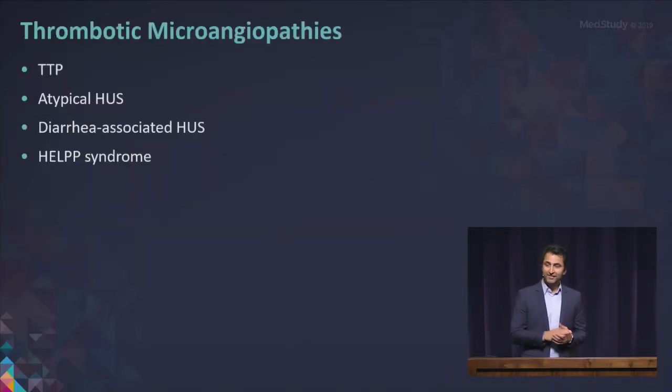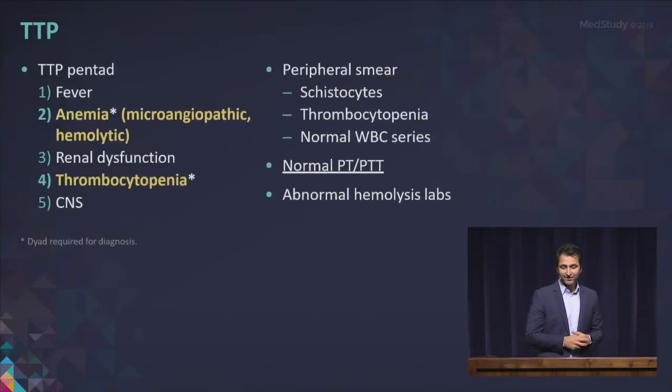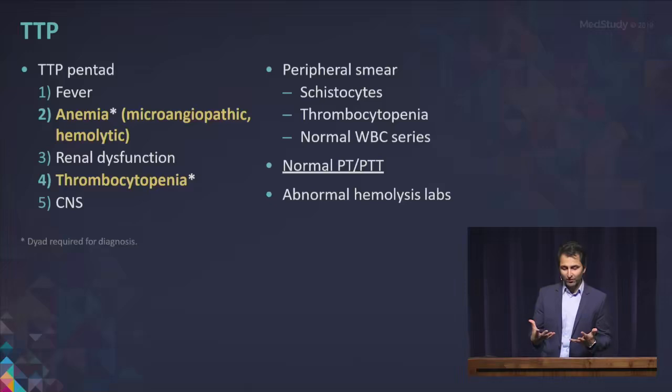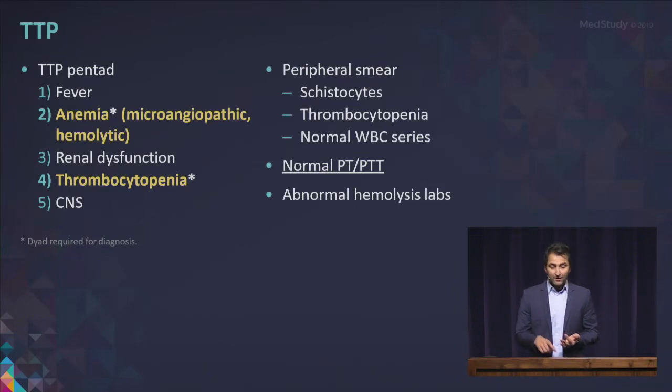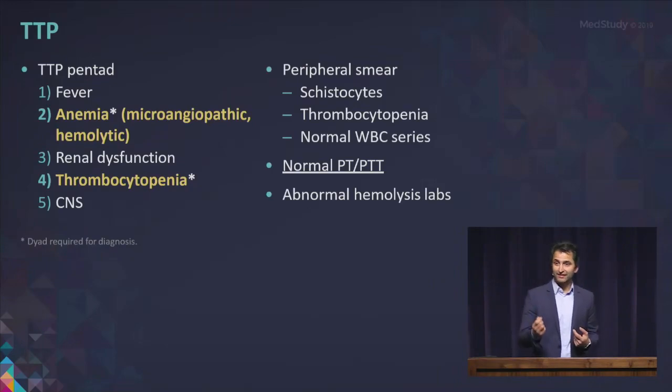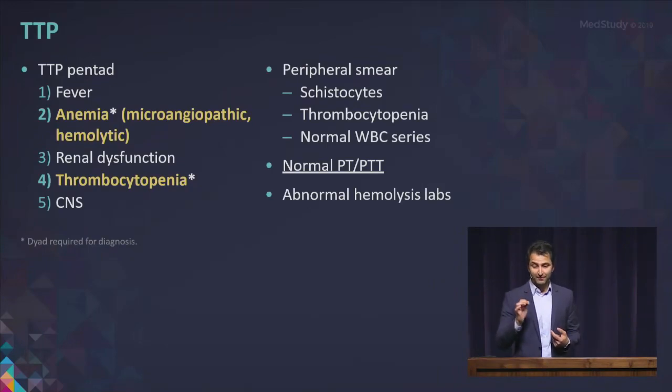Conversely, we have TTP and its related sister microangiopathies, atypical HUS, typical HUS, and HELLP syndrome. So with TTP, we all may remember the pentad, but the two most important ones are the thrombocytopenia and the microangiopathic hemolytic anemia. You may also see fever, renal dysfunction, and central nervous system changes. On your peripheral smear, you're going to see schistocytes. Remember that for TTP. If you see schistocytes, think about TTP.